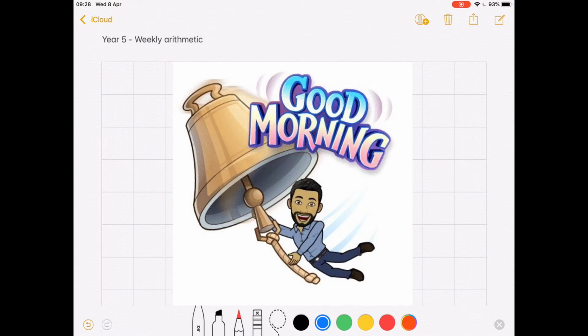I'm just going to go over some questions that have been a bit tricky for some children when we've done these weekly arithmetic skill sessions in the past. So I'm just going to show you some examples about how you can tackle these questions, and then you can use that to help you answer them when you do your task later on.